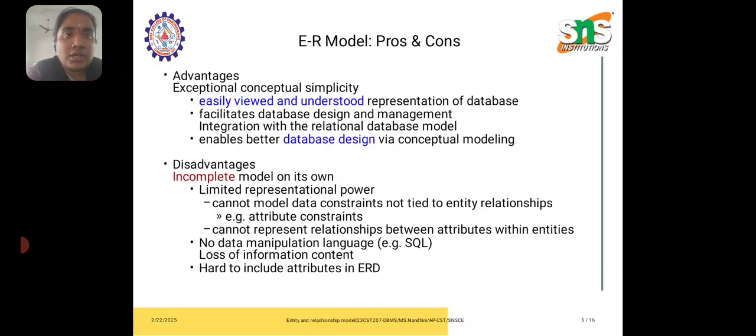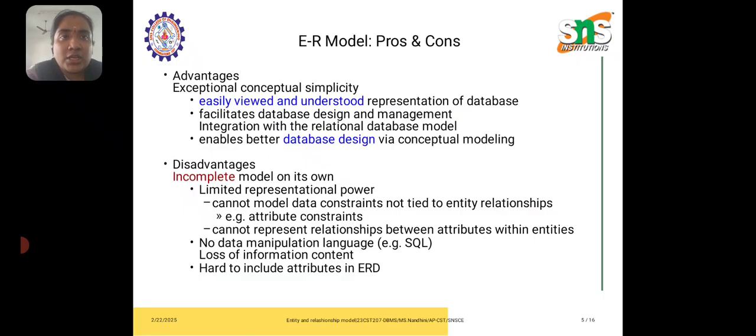Advantages: exceptional conceptual simplicity. It consists of an easily viewed and understood representation of data, facilitates database design and management, integrates with the relational database models, and enables better database design via the conceptual model.